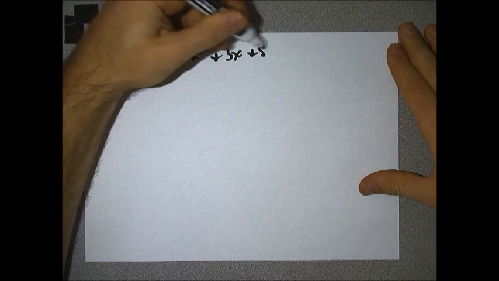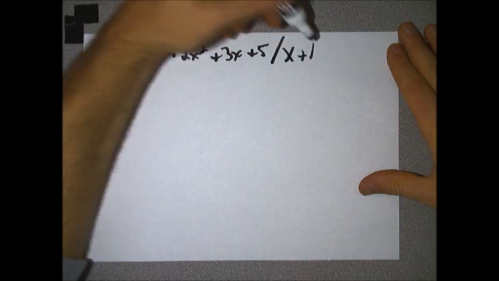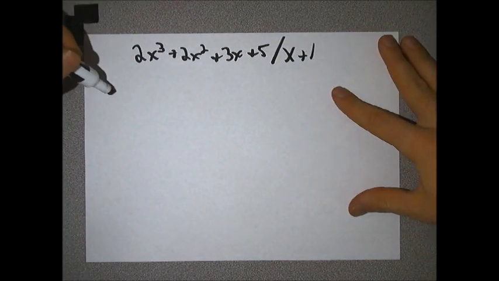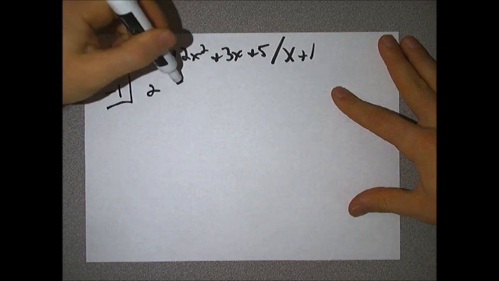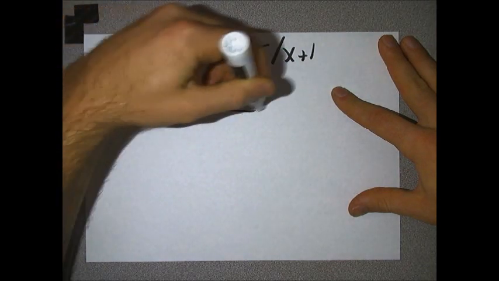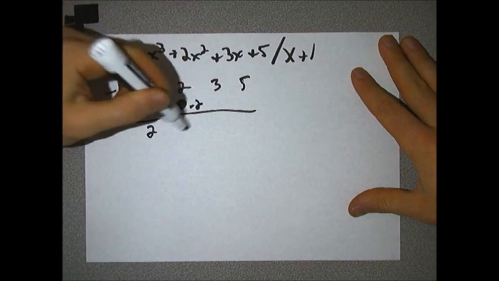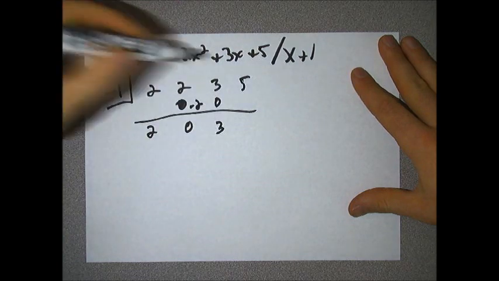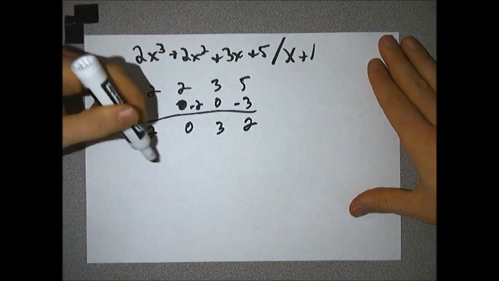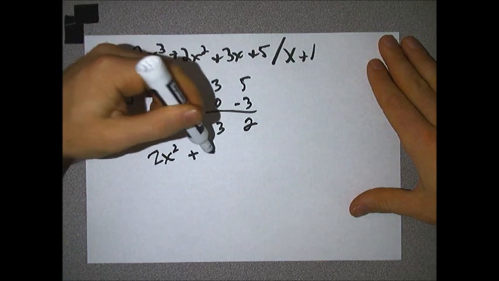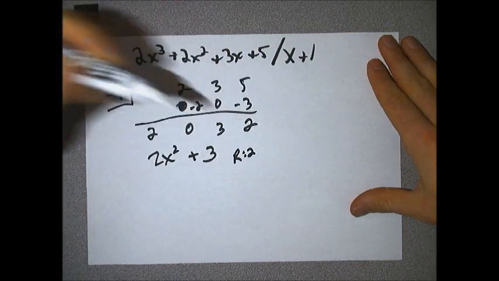So number 8, we're going to try again. And what do we have? 2x to the third plus 2x squared plus 3x plus 5. We're dividing it by x plus 1. We're going to do synthetic division, so negative 1 in the box. Coefficients are 2, 2, 3, 5. Bring down the 2, multiply, and then add, multiply, add, multiply, add, gives us 2x squared plus 3, remainder 2.